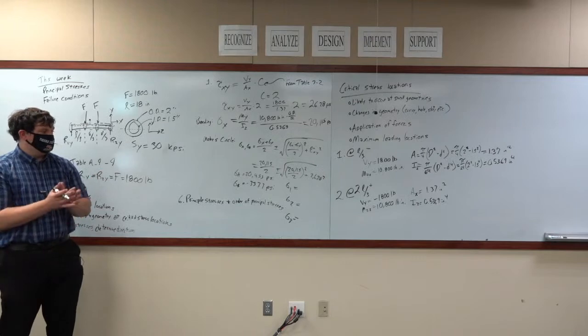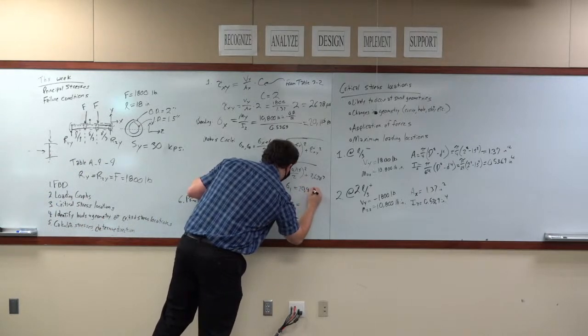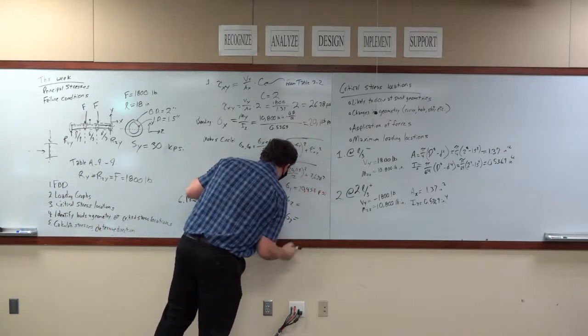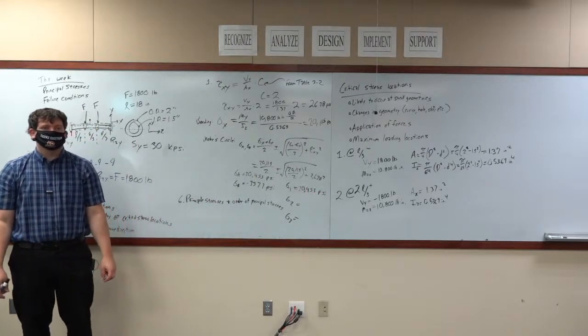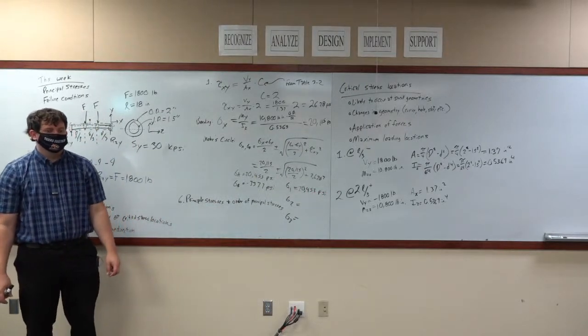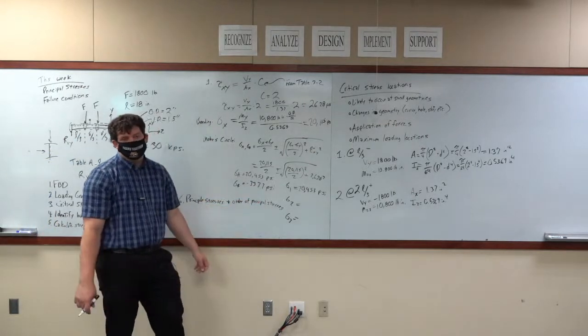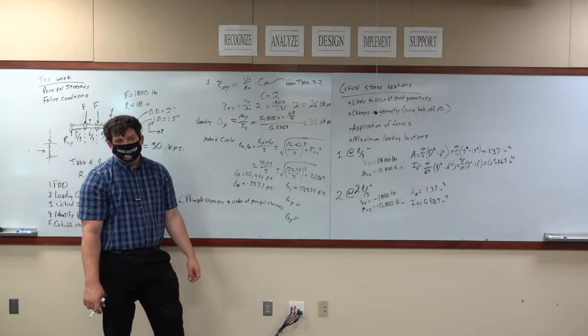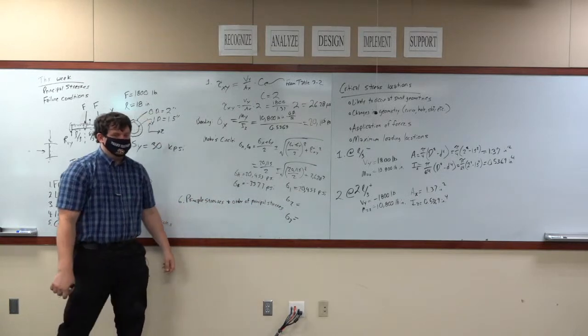What is sigma 1? Which one's the biggest? Sigma 1 is 20,000. What's the second biggest principal stress? Don't say anything, Orlando. Why did you say 0? It's not up here. Because it would have been 0 if we did that whole equation. Yes.